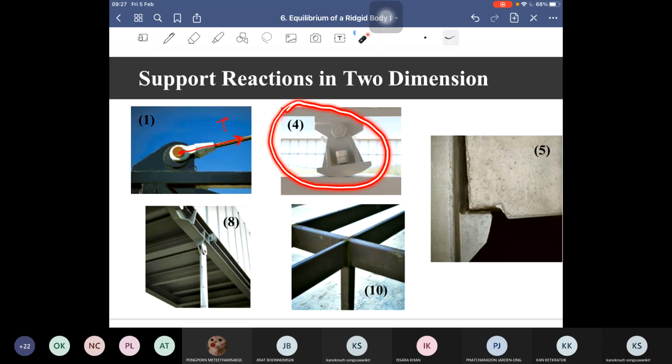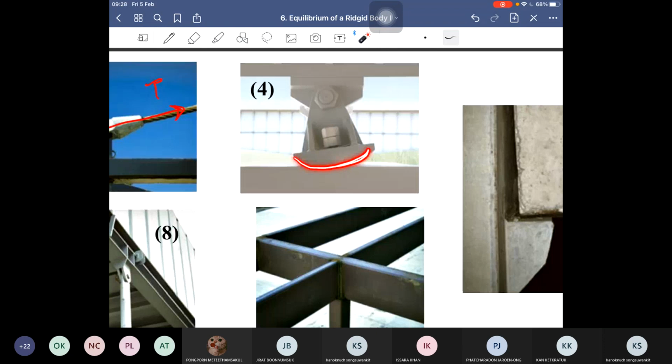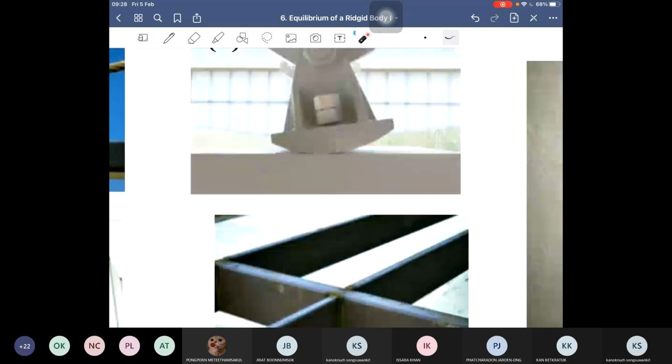Or this one, it is a rocker. The rocker supports this bridge girder. So for the curved shape, it allows the beam to move to the left or to the right, right, flexible movement. So the beam can be free to expand or contract due to the change of temperature. Okay, so you can see that the contact surface is just a small area. Then the reaction force acts on the body and is perpendicular to the floor.